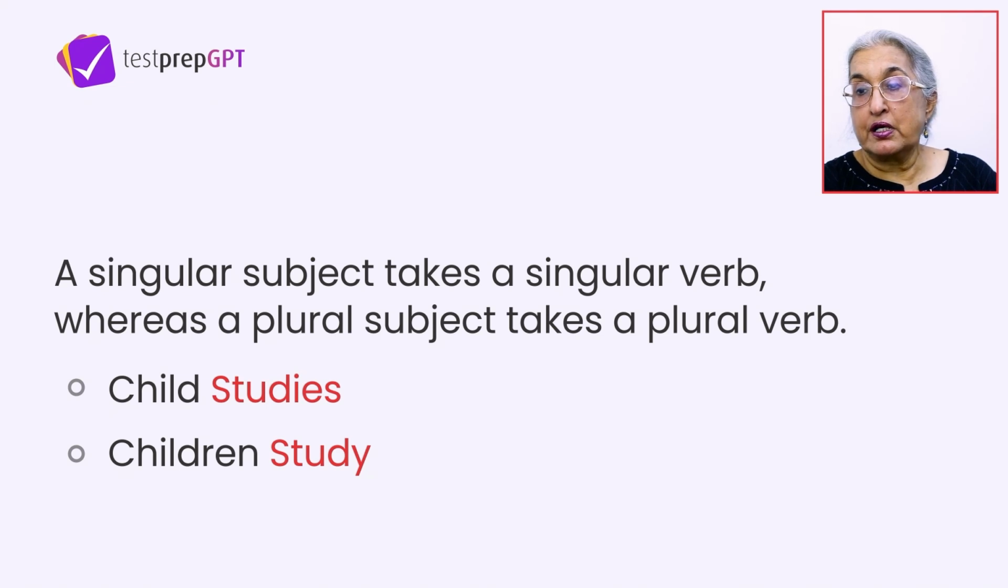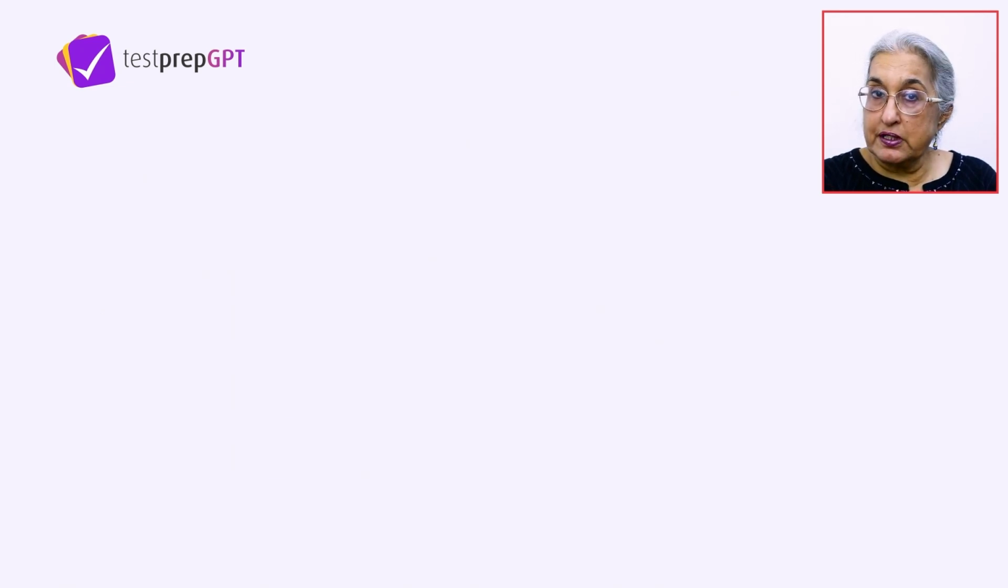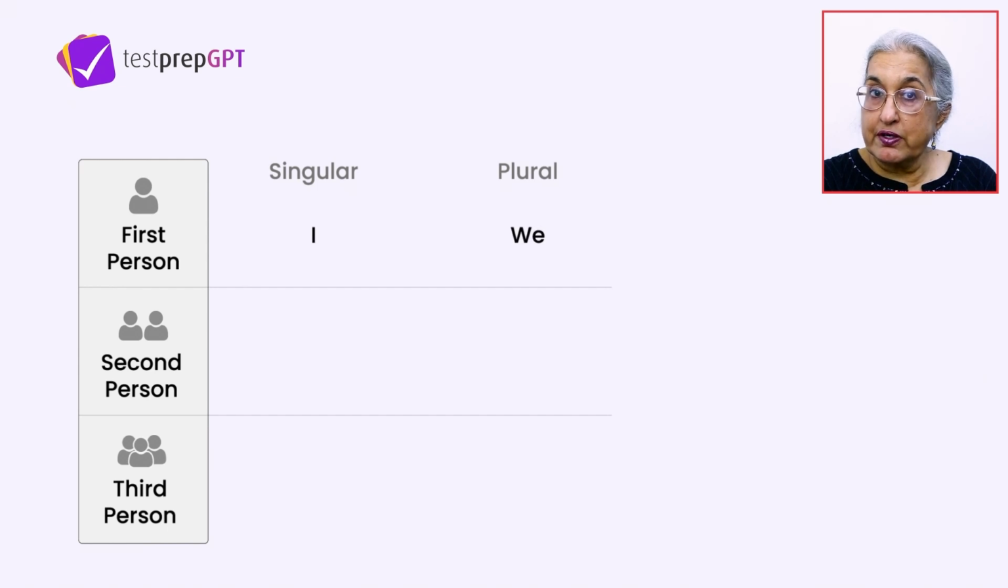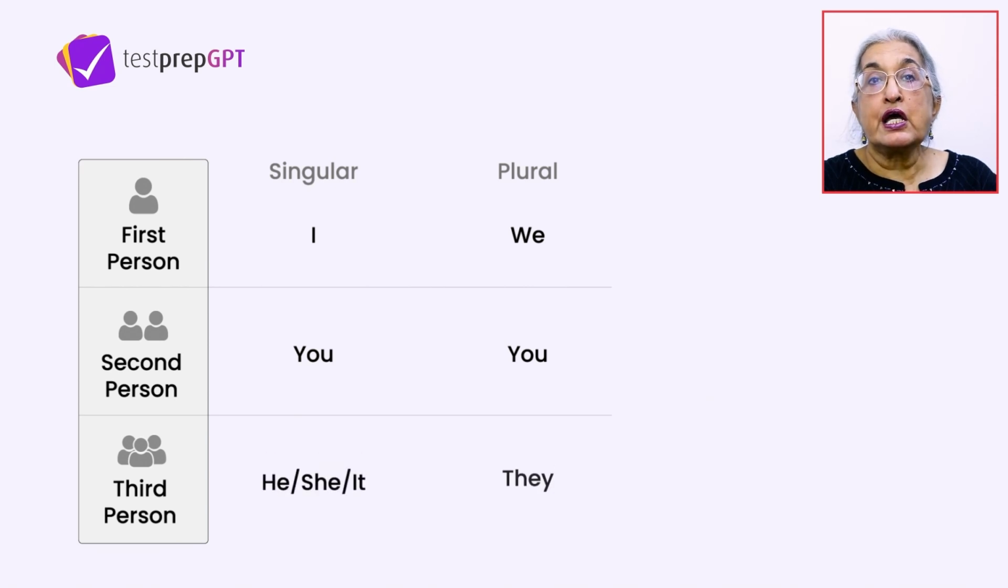So you can even look up a grammar book for reference, but the main thing to remember is that the subject is usually singular or plural, and it has to be seen in first person, second person, or third person. Just to revise quickly, first person singular is I, and first person plural will be we. Second person in English is just one, that's you. And third person singular is he, she, or it. And third person plural will be they.